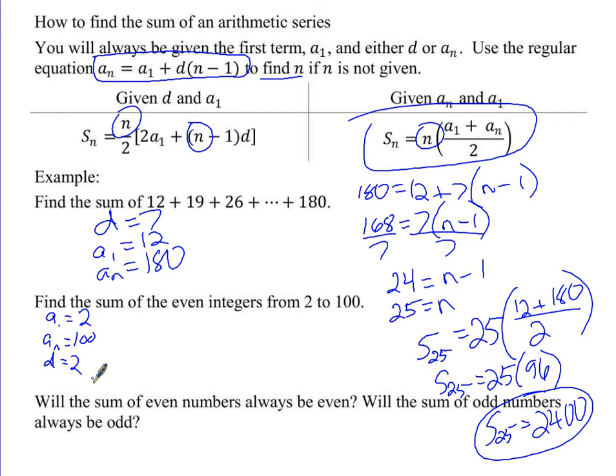We just use the same equation right here. We have a sub n, which is 100, equals our first number, which is 2, plus our common difference, which is 2, times n minus 1. We subtract 2 from both sides. 98 equals 2 times n minus 1. Divide both sides by 2. 49 equals n minus 1. And then you add 1 to both sides. n equals 50.